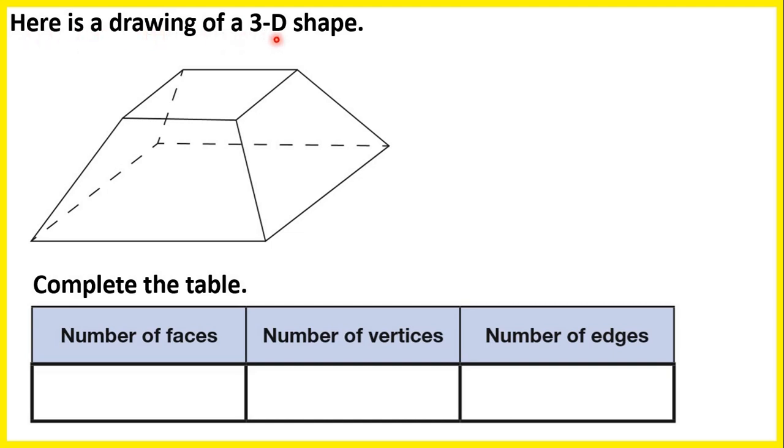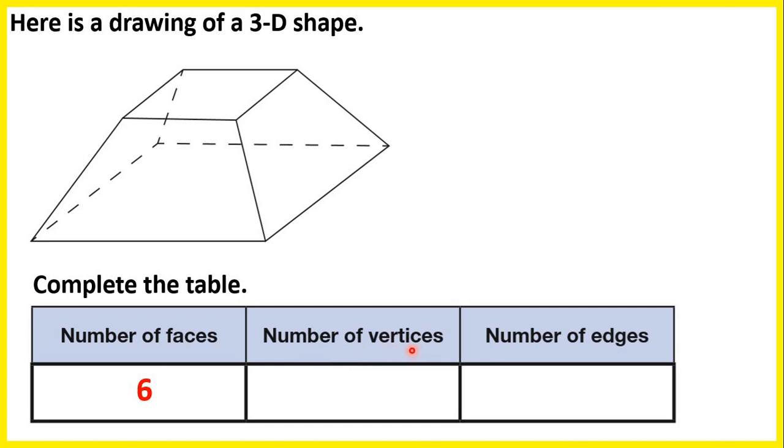Here is a drawing of a 3D shape. Complete the table. So first we need to find the number of faces. And with 3D shapes, the faces are the flat bits. So we have a square face at the bottom or base of our shape. We have a square face at the top, but we also have 4 faces round the middle, joining the edge of the square at the base to the edge of the square at the top. So because we have 1 face at the bottom, 1 at the top, and then 4 round the middle, that's 6 faces altogether.